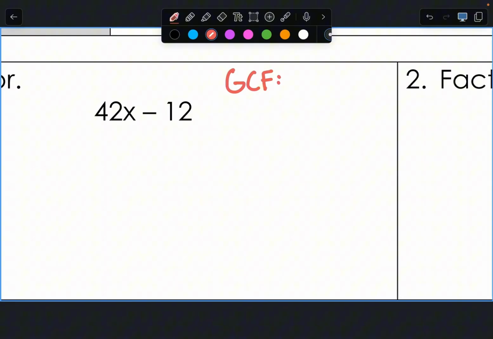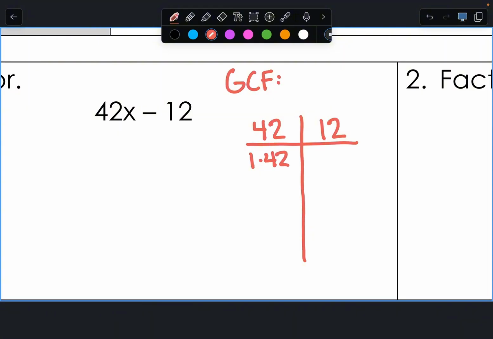If you don't know it, make a T-chart. Because after we did a few examples of this, my first period actually knew the greatest common factor without having to make this T-chart. What are my multiples of 42? 1 times 42. Always start with 1. And then 2 times 21. Okay. 3 times 14.